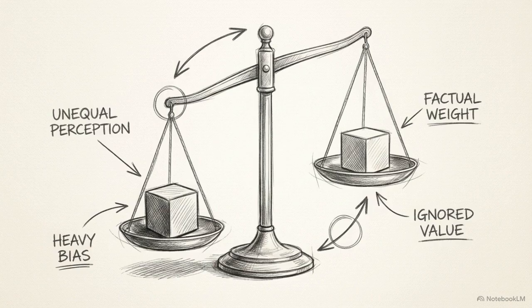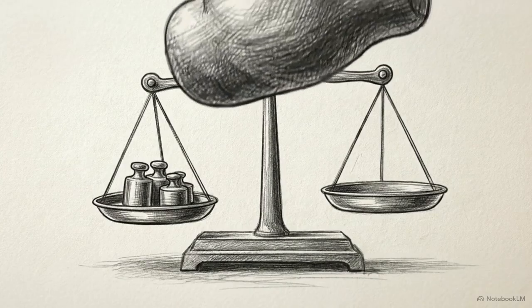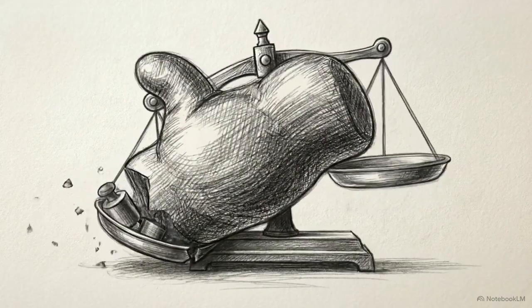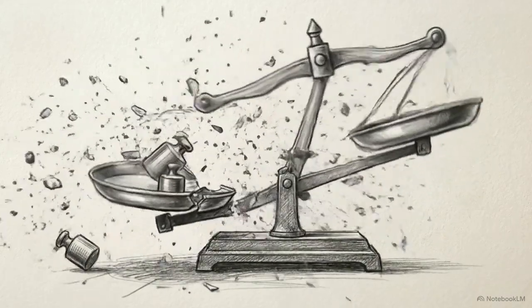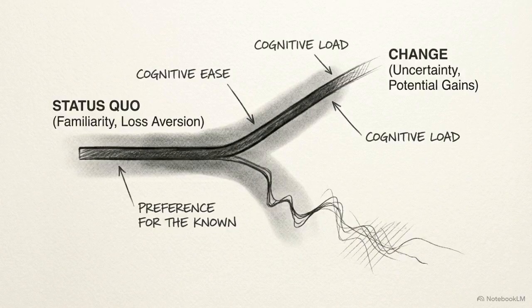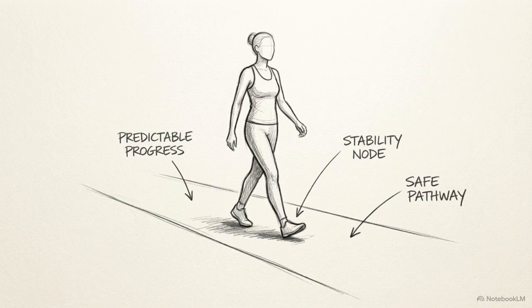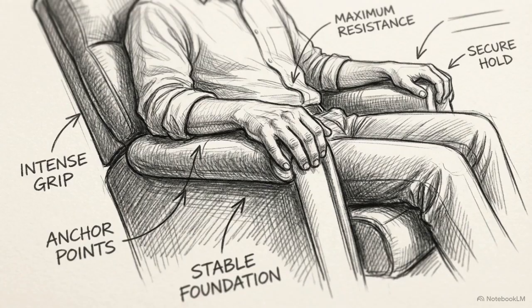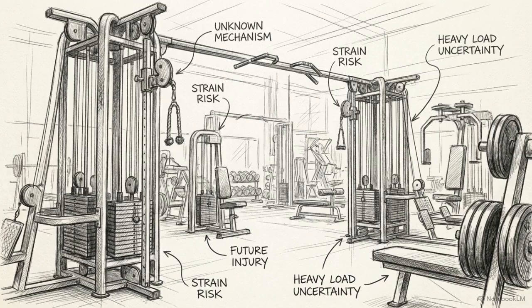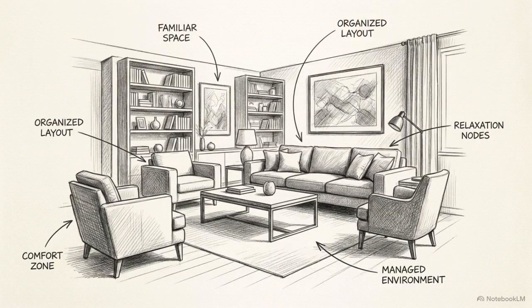The brain does not evaluate options on an even playing field. When weighing a new choice against the current reality, the current state gets a heavy thumb on the scale. Cognitive psychologists call this status quo bias. We evolved to survive, and survival requires predictability. The brain systematically overweights current stability over future uncertainty, because what is known is manageable.